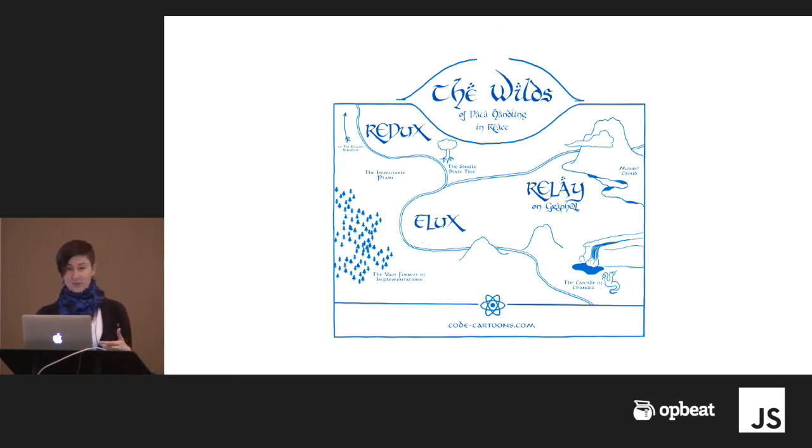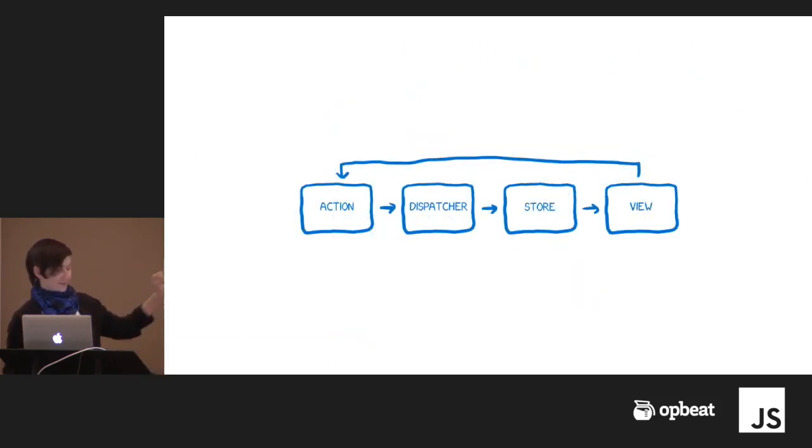So the first of these was Flux. And I'm going to start with the kernel of the idea that Flux introduced that carries through to Redux and to Relay. And that's it. Don't worry if you don't understand it, because this whole project started because I couldn't understand it. But once you understand Flux, this diagram is very clear.